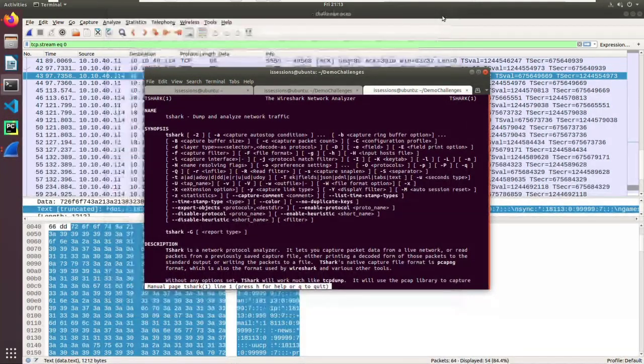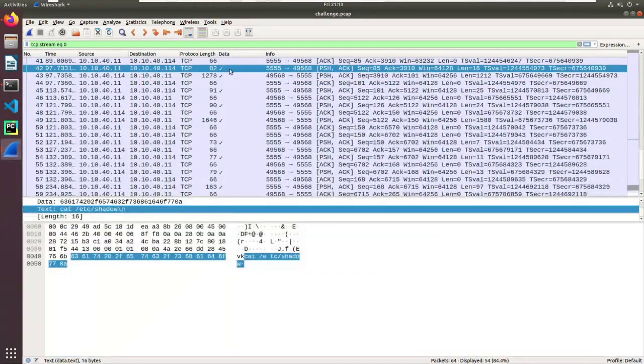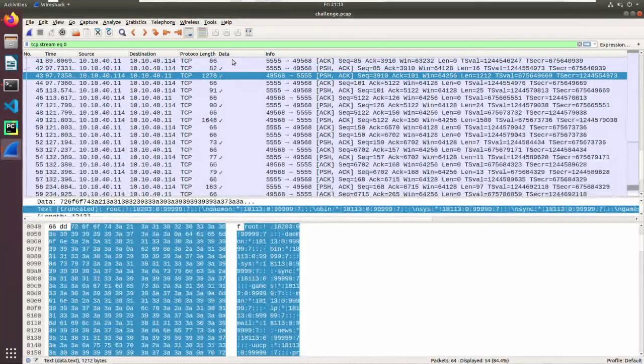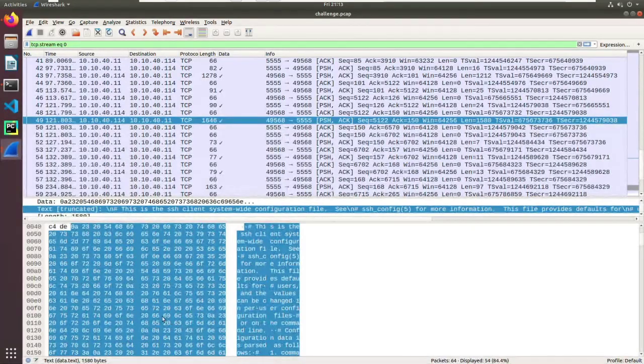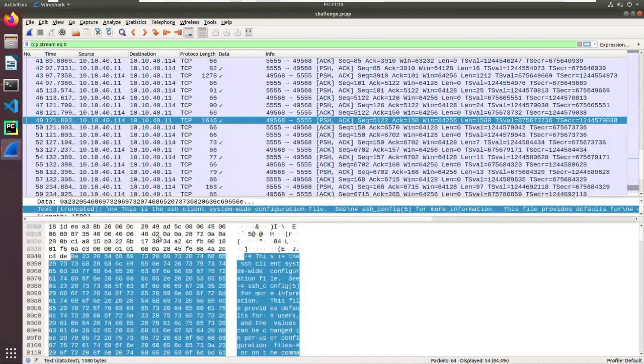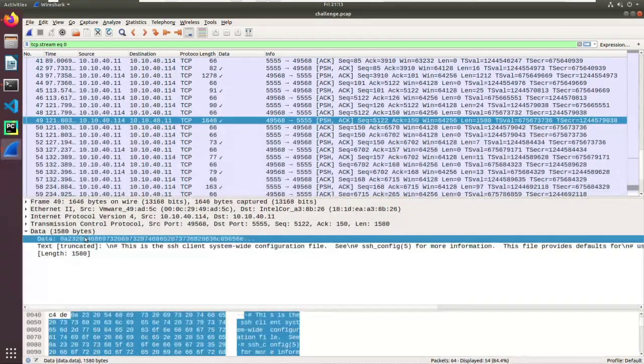from a PCAP. If you see here, I've already done this. I made a custom column called data, and this just tells me if there's data in the column, right? But if you go into any one of these and go all the way to the end here, if I go into the data, you can see there's this little thing here. It says data.data. And that's the key value for that field in Wireshark.